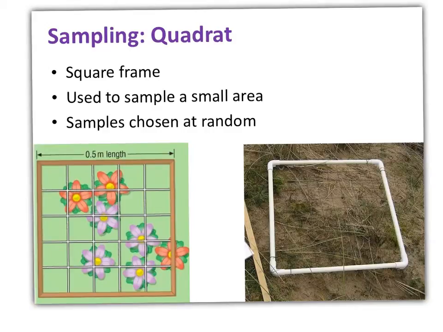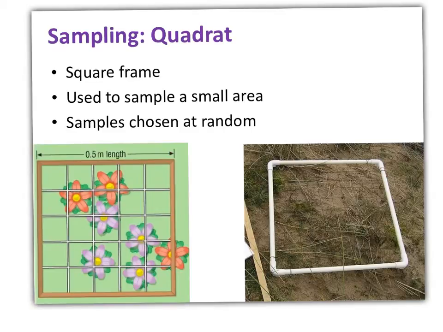So maybe one field has got more light, or maybe one field isn't trampled on as much as another field. So one way that we can estimate a population size is we can use a sampling square called a quadrat. So this is a square frame that can be divided up into a grid. And then what we can do is we can count the percentage.